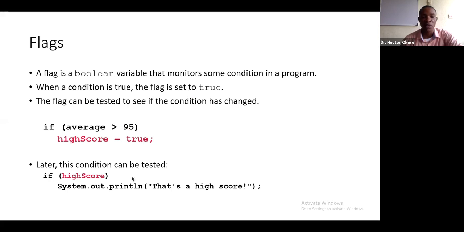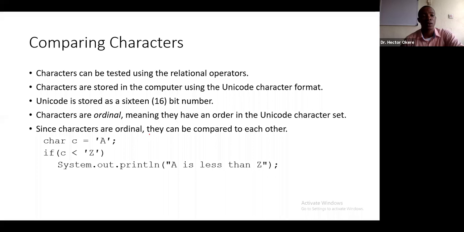Later, this condition can be tested. If high score, system.out.print. Okay. So comparing characters. Characters can be tested using relational operations. Characters are stored in a computer using Unicode character format. Unicode is stored as a 16-bit number.